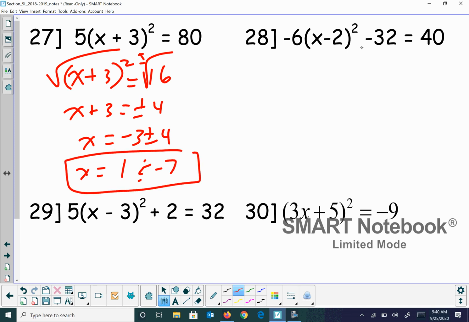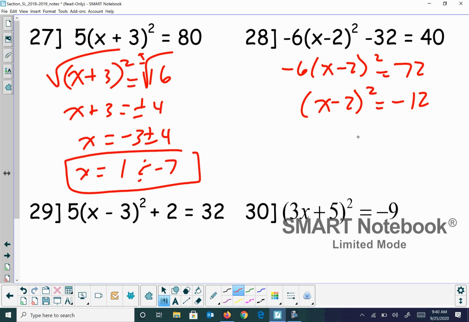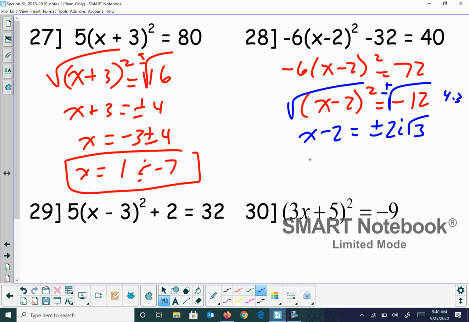Next problem, let's add 32 to both sides. Divide each side by 6. Now we're going to take the square root of both sides. Don't forget the plus minus. So there's going to be a plus or minus, there's going to be an i in there. 12 breaks down to 4 and 3. So the square root of 4 is 2. So I get 2i root 3, plus or minus that. Add 2 to both sides. That becomes our answer.